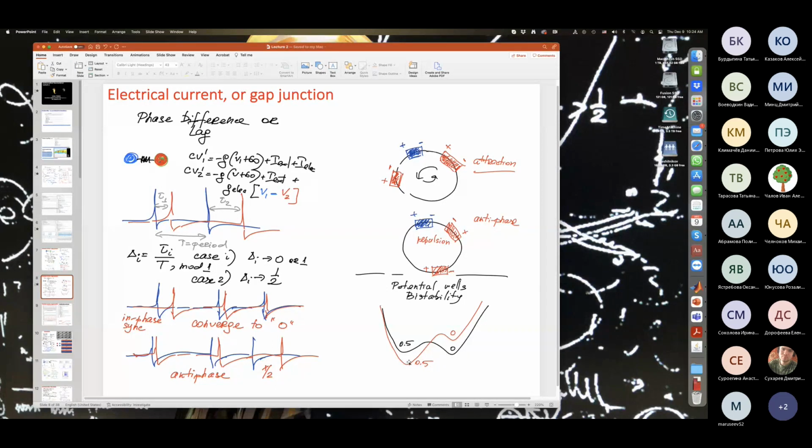If you keep increasing the interaction, make this G leak stronger, then the synchronous state will be dominant over the anti-phase state.